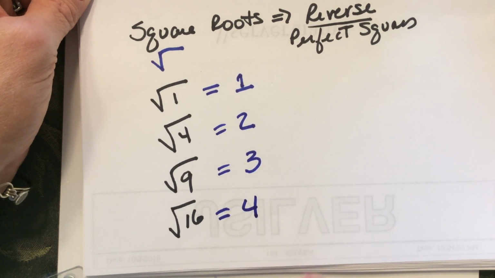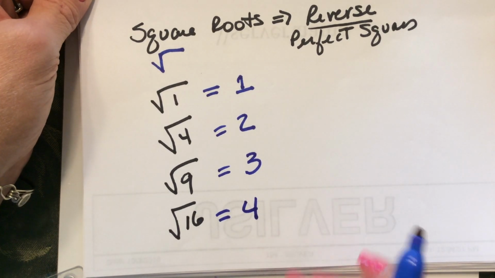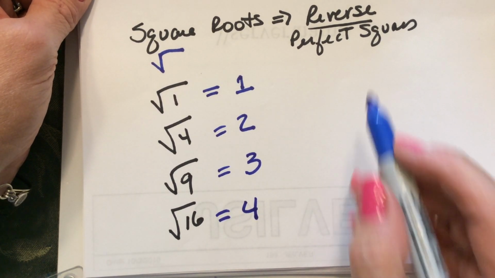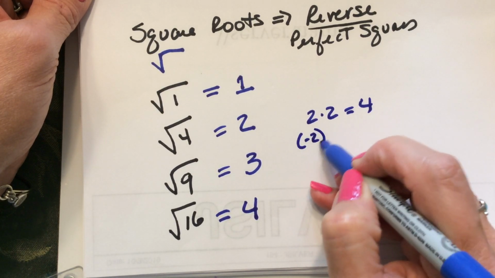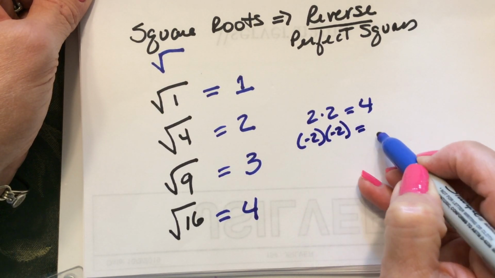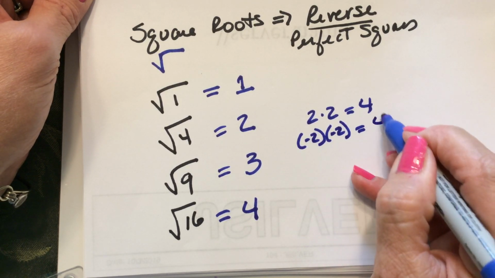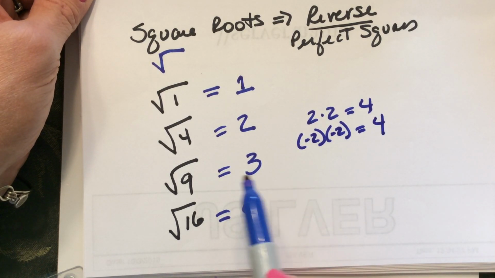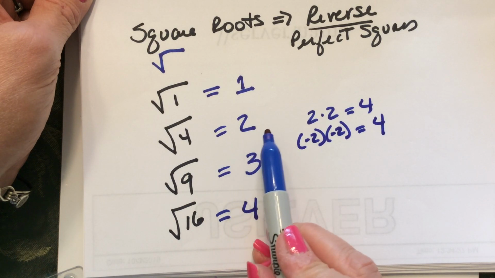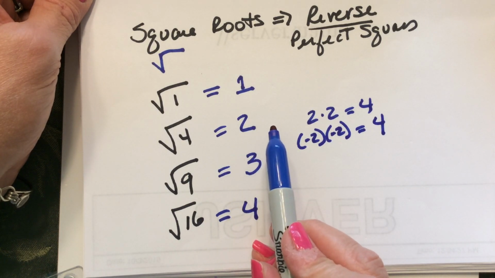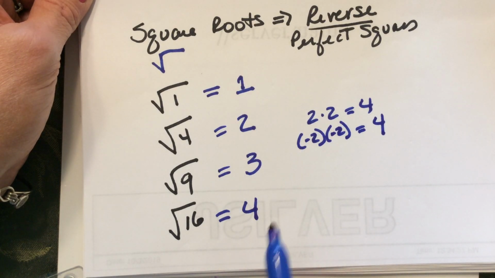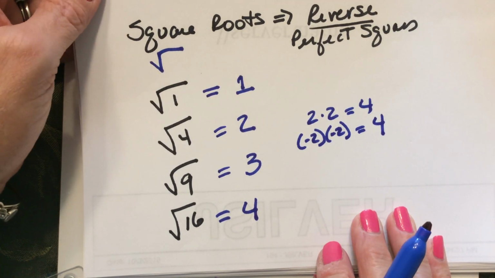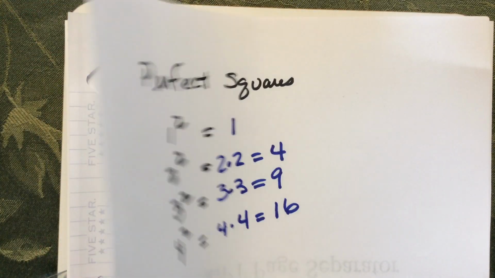Now, when you get into integers, we're going to remember that actually 2 times 2 is 4, but also negative 2 times negative 2 is also, negative times negative is a positive 4. So really the square root of 4 is 2 or negative 2. And we're going to use some of the negatives later on, but right now we're just going to focus on the positive version of our square roots. Okay? So now, we are going to do a little practice.